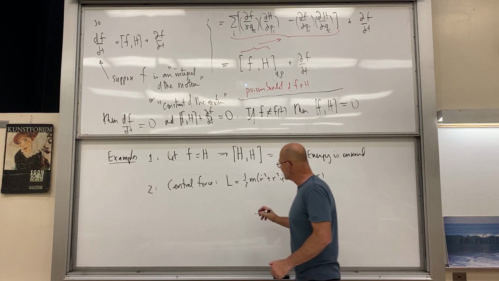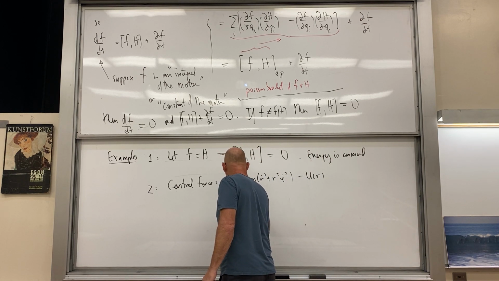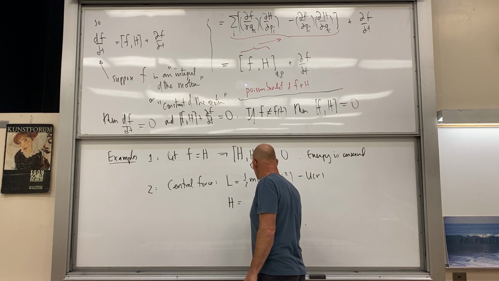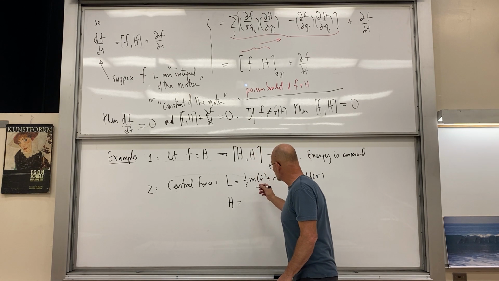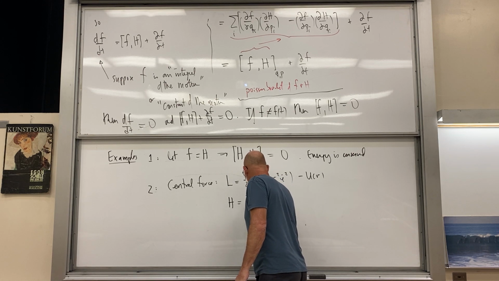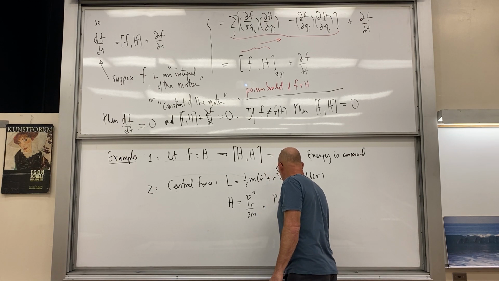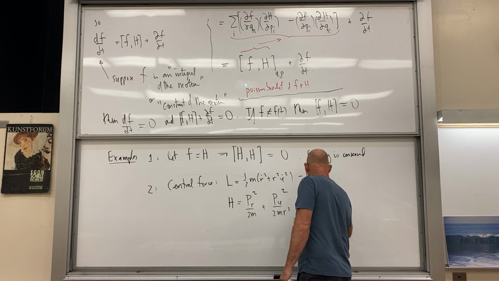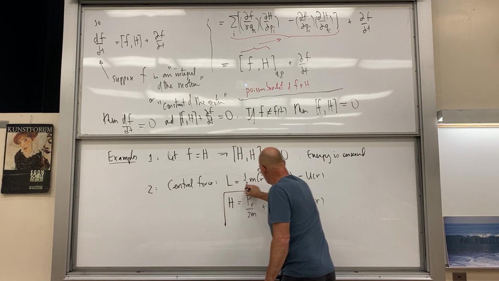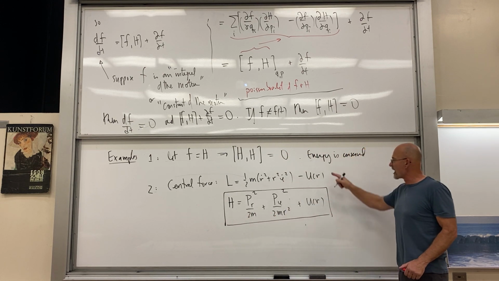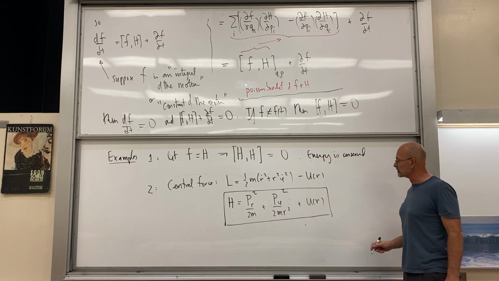The Hamiltonian turns out just to be T plus U, but we've done this. I'm just going to write it out. It's p sub r squared over 2m plus p sub phi squared over 2mr squared plus U of r. Okay. So everybody remember this, and if you don't, make sure you know how to go from here to here. Of course, that's a really crucial one.